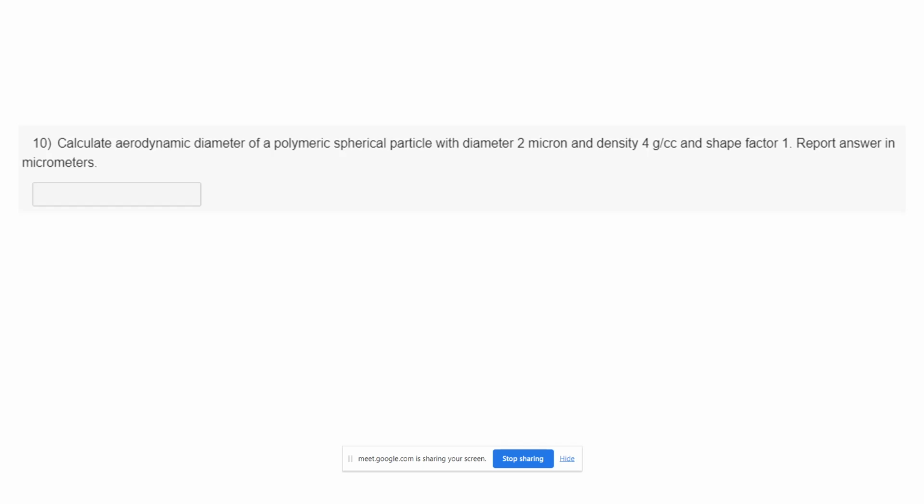Anyone else would like to answer? What is the aerodynamic diameter of a polymeric spherical particle with diameter 2 micron and density 4 gram per centimeter cube with shape factor 1?